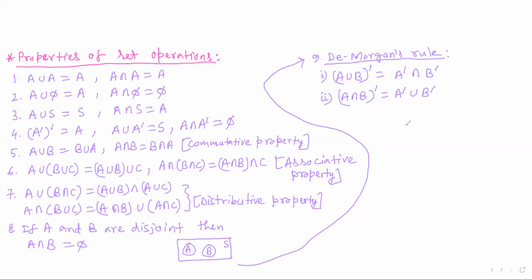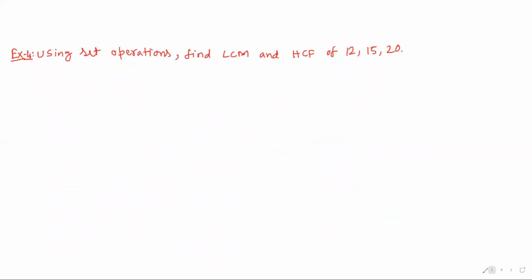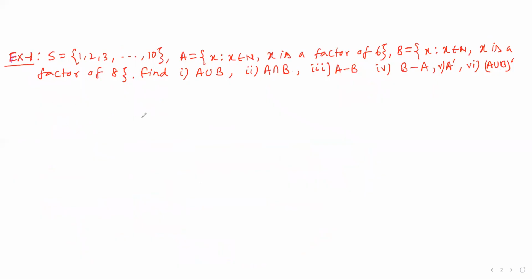So these are all the properties of set operations. Now I will take examples and discuss them one by one. This is the first example I have taken. S is the universal set, which contains 1, 2, 3, 4 up to 10. A is the set containing x such that x belongs to N and x is a factor of 6. B is the set containing x such that x belongs to natural numbers and x is a factor of 8.